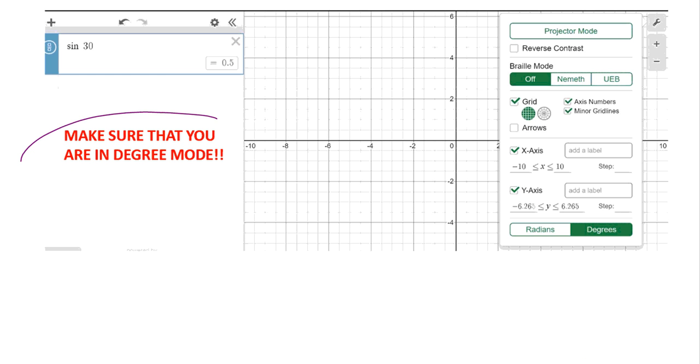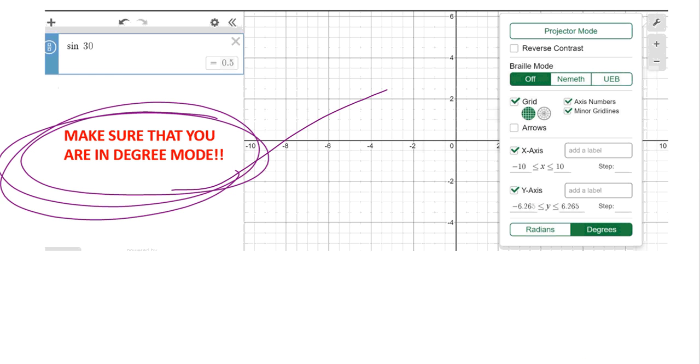To make sure that it's in degree mode, you need to click here, right? The wrench, this is the tools. And down here is your setting for degree. This one needs to be green.